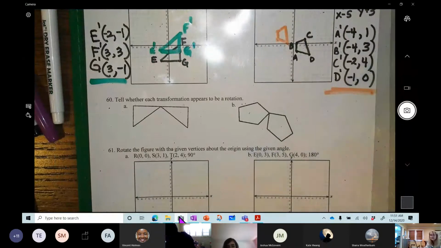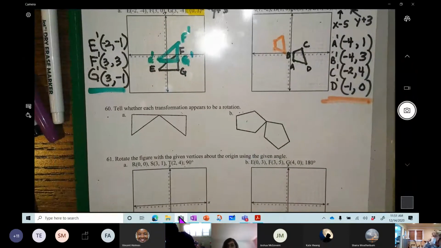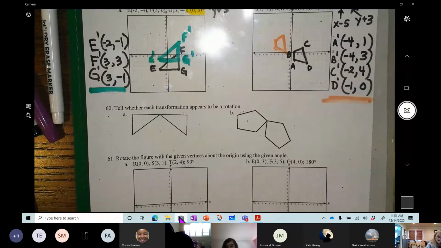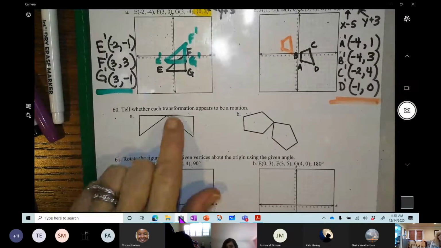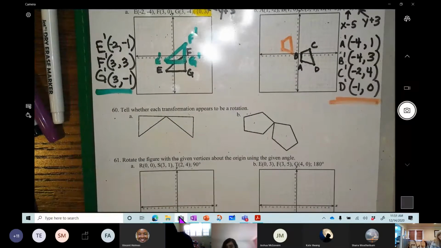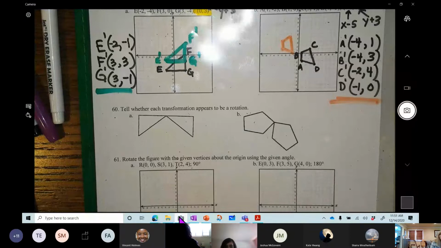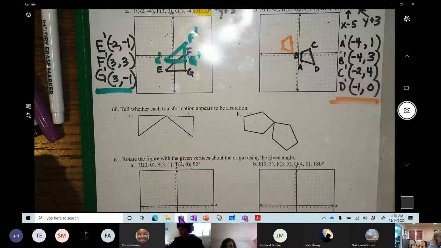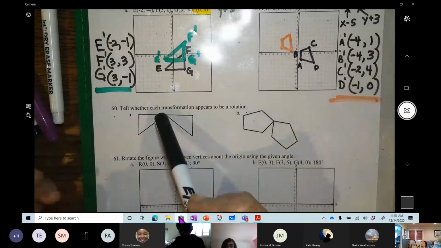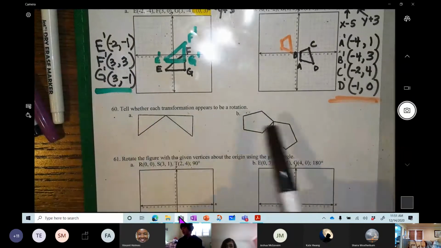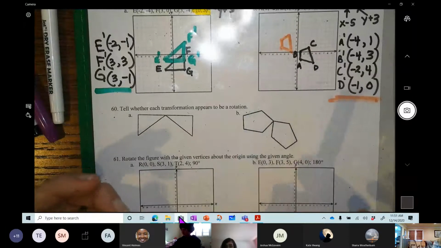Questions? Stopping for questions quick. Okay. Again, same concept. You should be able to do any one of those questions. Tell whether each transformation appears to be a rotation. Now this is where it always has to be around a center point of rotation. That's one thing you have to remember. So if you have a central point, for here it would be in the middle here, and for here it'd be in the middle here, where they're connected.